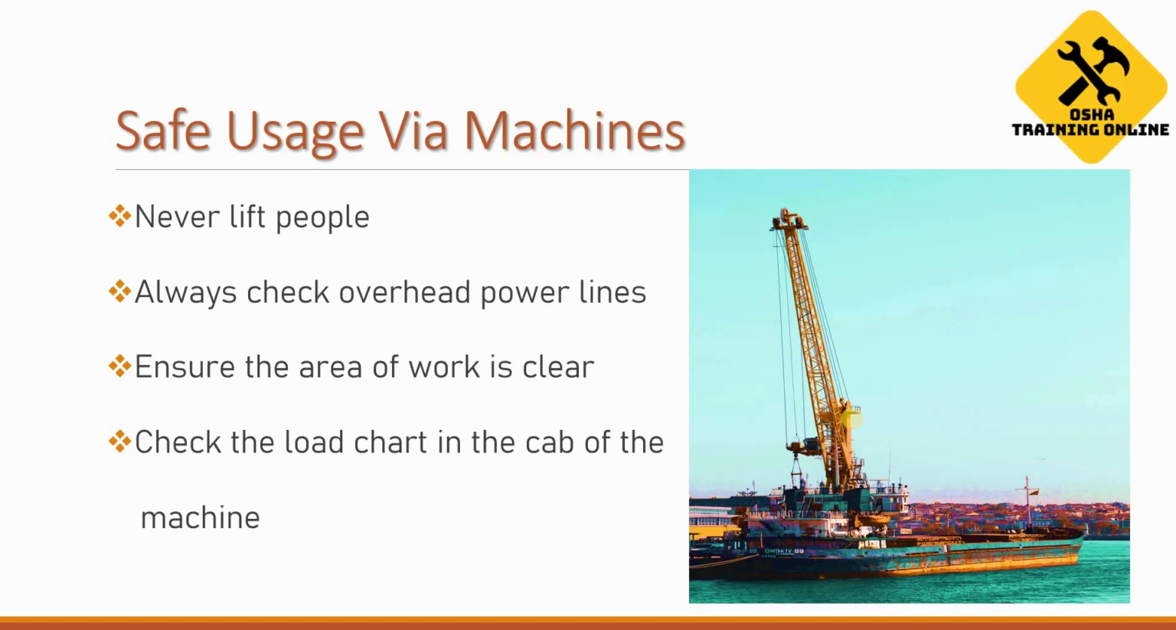Check the load chart in the cab of the machine. There is a chart in every cab of a machine. There is a chart in the cab of a crane and a forklift, and it is written on it how much load the crane or the forklift should take up, and how much distance it should maintain from other materials or stuff. So there is a proper instruction, and a crane driver or forklift driver knows this fact very clearly. A safety officer should ask him to look for the load chart in the cab and work accordingly.